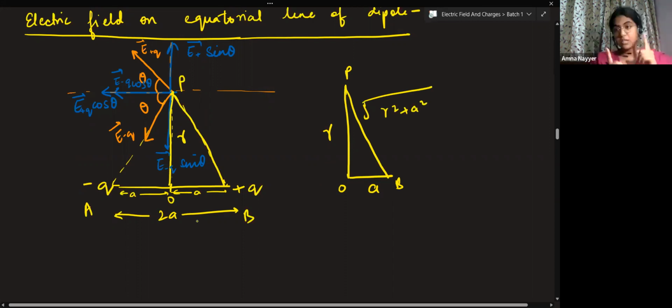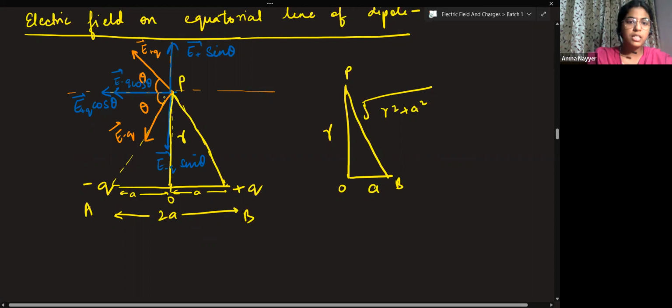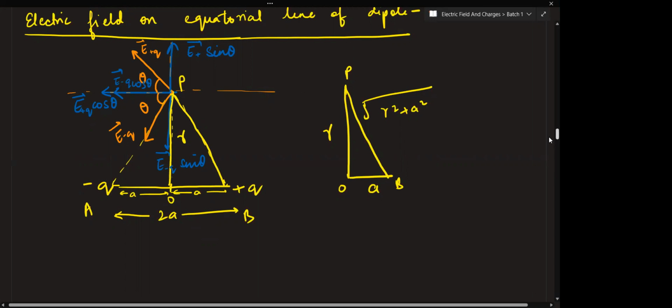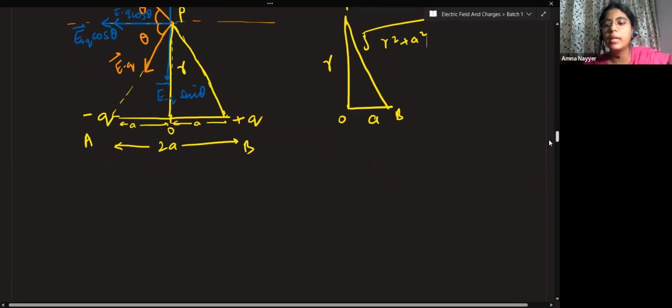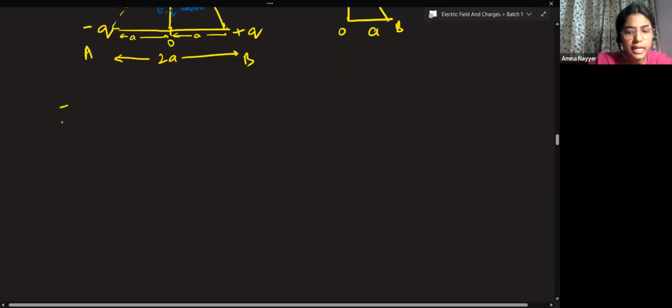So now the separation between the charges that we were taking earlier as r minus a and r plus a, here it becomes under root r square plus a square. So separation between the charges regarding this point, is this clear? How have we calculated this, r square plus a square? Yes, ma'am.